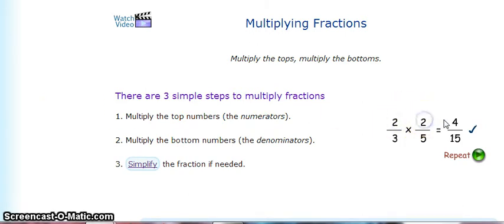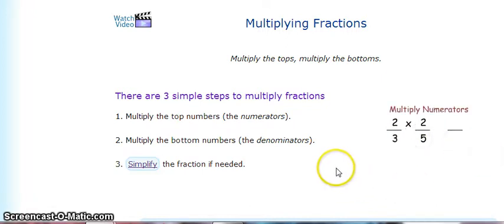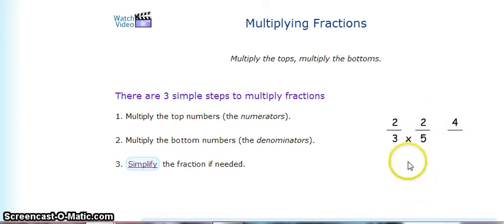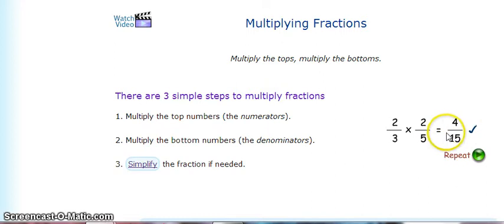2 times 2 is 4, 3 times 5 is 15. Watch this. 2 times 2 makes 4. And then you multiply your denominators. 3 times 5 is 15. Once you multiply your numerators and then you multiply your denominators, you have to check and see if the answer is a fraction that can be simplified or reduced.